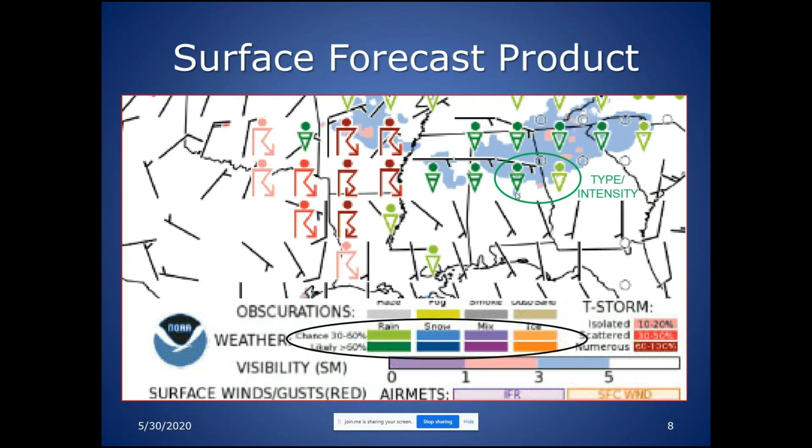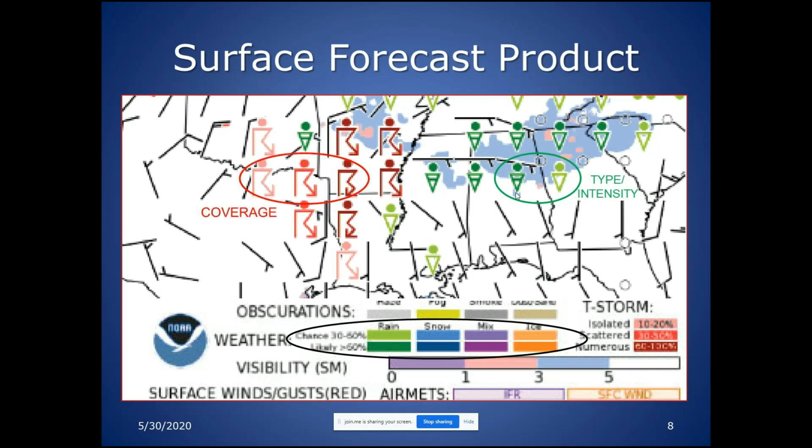If we go down to the legend, the weather probability or weather intensity is shown as a chance, 30 to 60%. This is probability. Weather probability, 30 to 60%, is the light color, and the darker colors indicate likely, which is greater than 60%. We can translate that as a chance, and for likely I usually like to use widespread because it's greater than 50% probability. So here we have type, intensity, and probability.